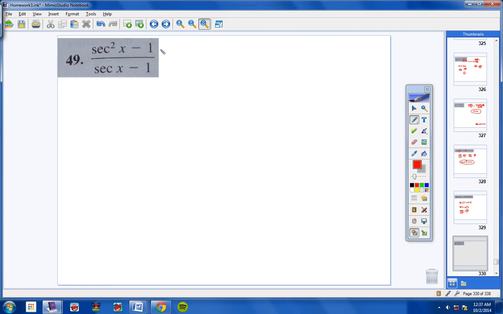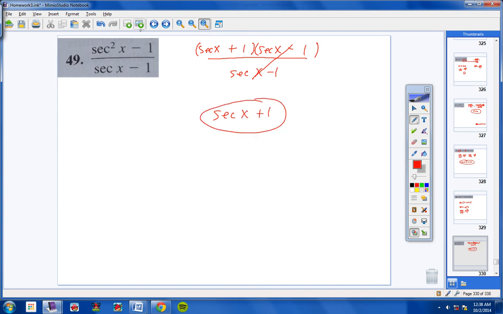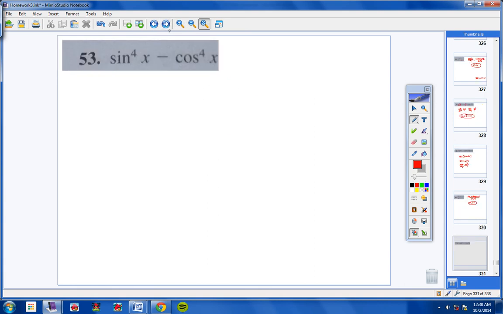I'm thinking we're going to factor the numerator, I think. Let's see if that helps. I have the difference of perfect squares. I know the square root of secant squared. I know the square root of 1. So the square root of secant squared is secant. The square root of 1 is 1 and 1. Make one positive, make one negative, and that's all over secant x minus 1. So these will cancel, leaving you with secant x plus 1. I hope that's the answer in the back of the book. Yes, it is. Okay, number 53.